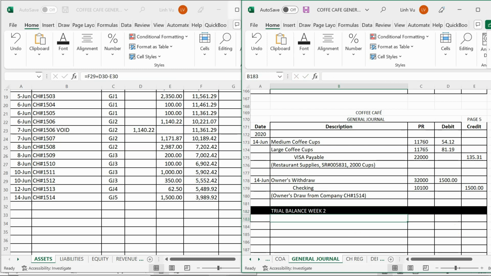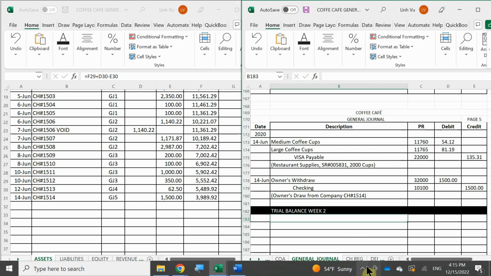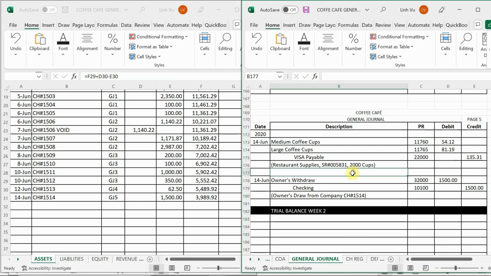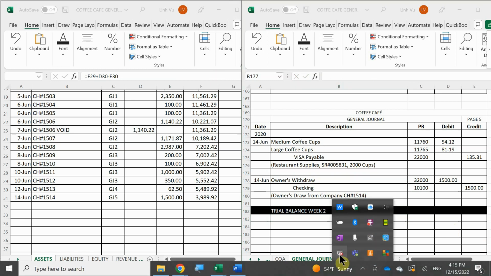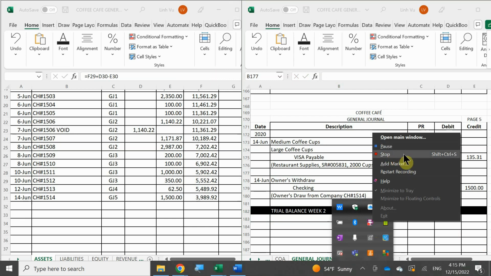All right. So that concludes my transactions. So I will save, and we'll go ahead and do the trial balance for tomorrow. Okay.